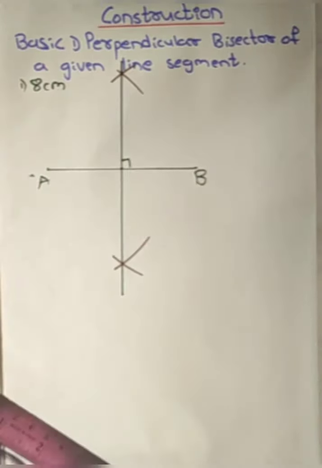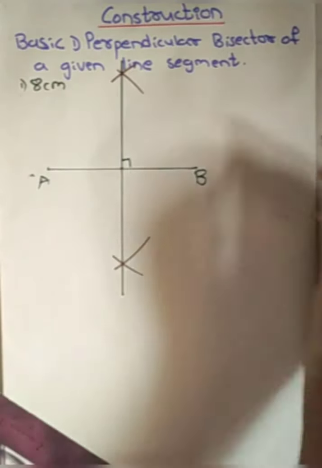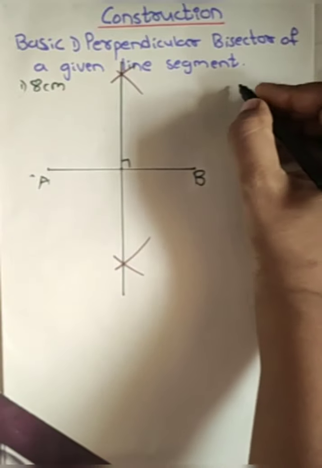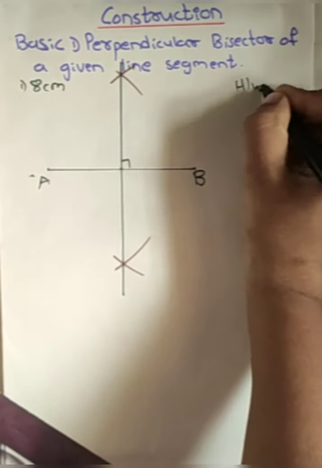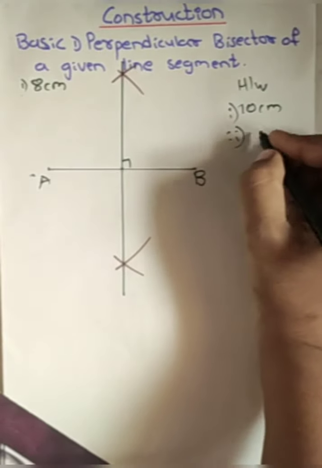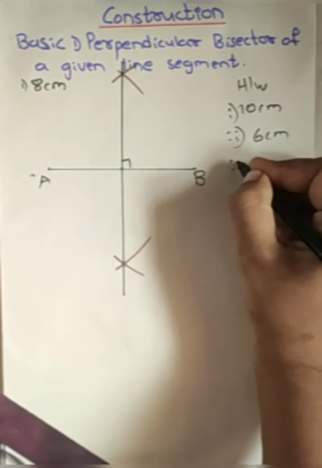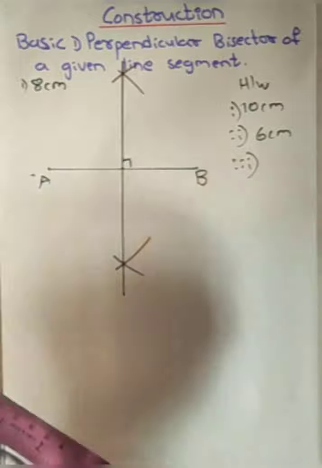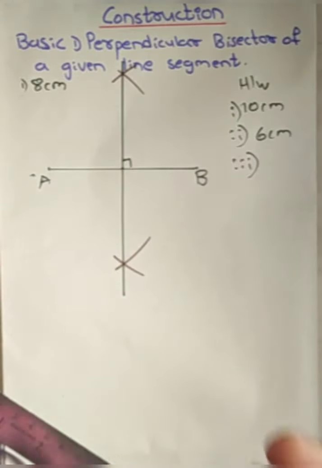So likewise you should practice some more, students. Here I have done 8, but you do homework as 10 centimeter, and 6 centimeter, and a third one, whichever you take in your mind, and draw the perpendicular bisector. Now next we will learn how to draw angle and angle bisector.